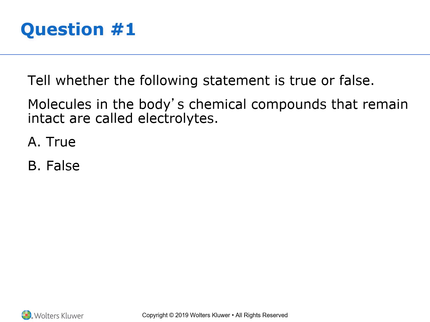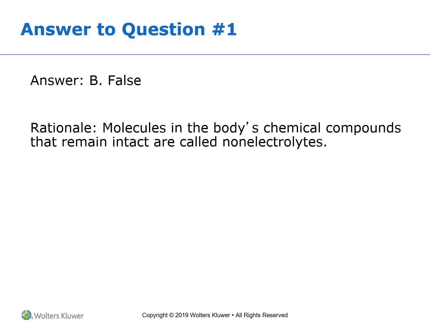All right, so is the following statement true or false? Molecules in the body's chemical compounds that remain intact are called electrolytes. Okay, we know that's false, right? They're called non-electrolytes like urea and glucose. Okay, our electrolytes do not remain intact. They are particles that break down. All right, and they create these positive or negative anions and cations.